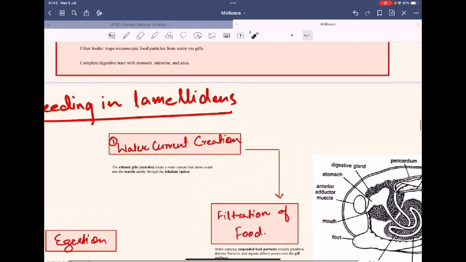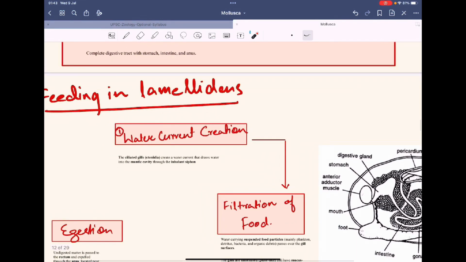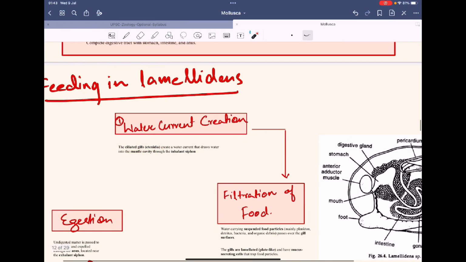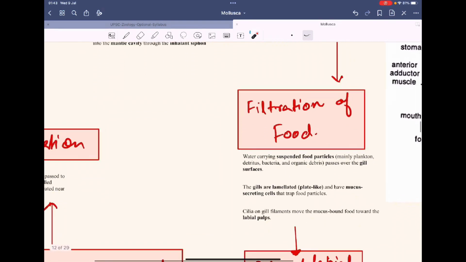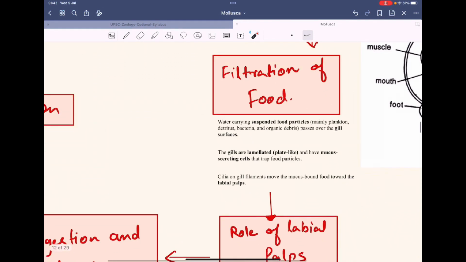First of all, there is water current creation. The ciliated gills, or ctenidia, create the water current that draws water into the mantle cavity through the inhalant siphon. Once the water comes inside, the filtration of food takes place. This water carries suspended food particles and passes them over the gill surface. These gills are lamellated and plate like, and they have mucus secreting cells.